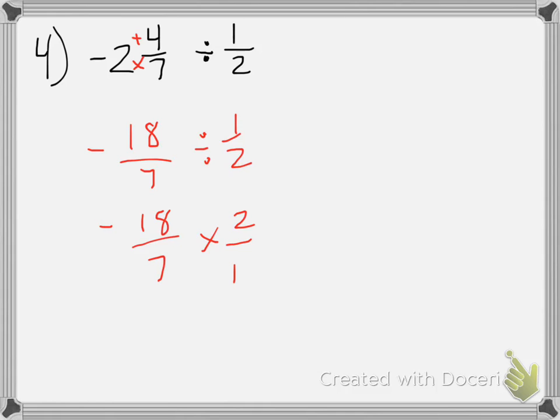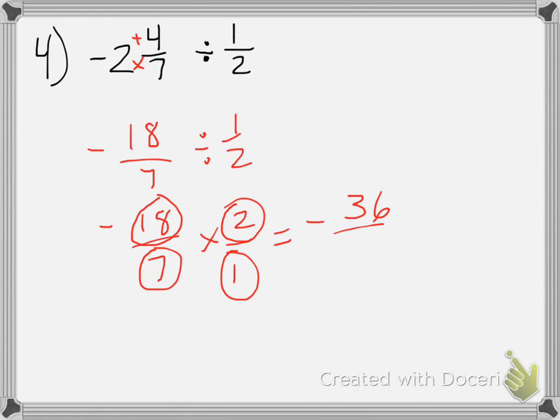What we do now is we look to see if we can cross simplify. And what I've noticed right from the beginning is I can't cross simplify. So I'm going to circle the 2 and the 7 and the 18 and the 1. And then I'm just going to multiply across. Negative 18 times 2 is 36. And 7 times 1 is 7.